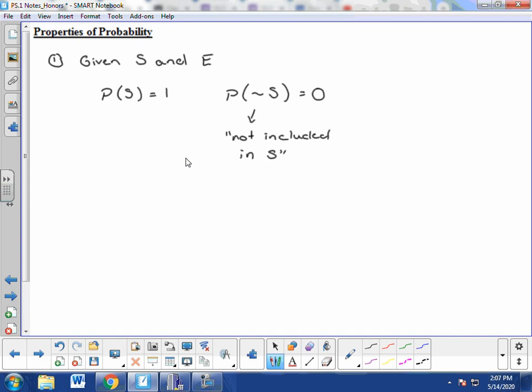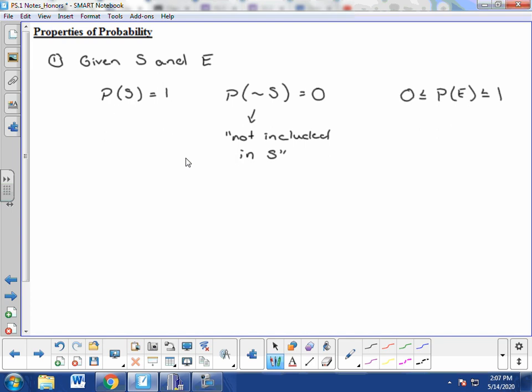And the final thing to note is that the probability of any event has to be between or equal to those two values. So the lowest that we could possibly go is 0. The highest that we could possibly go is 1. And that makes sense if you think about percentages. You have percentages anywhere from 0 to 100%. There's no negatives. There's nothing greater than 100%.